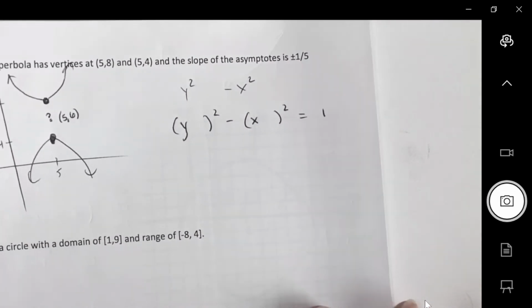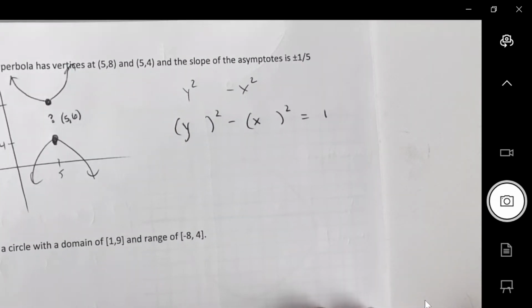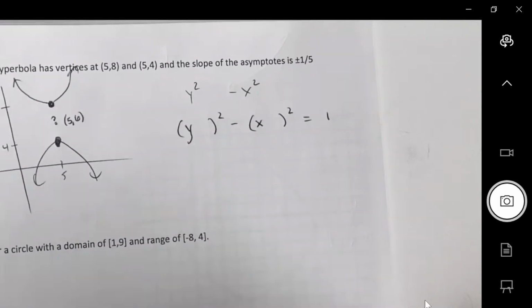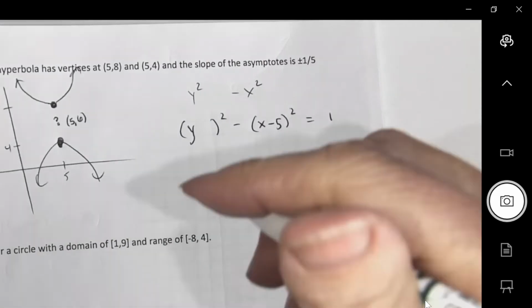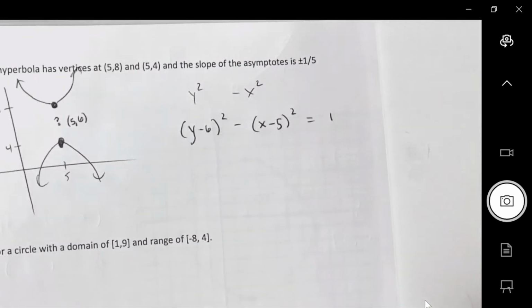Okay, so I'm going to fill in what I know. I knew the y squared was positive and the x squared was the subtract. Now make sure, do you see how tricky this is? The x goes with the x, so -5 has to go with the x part, -6 with the y part.